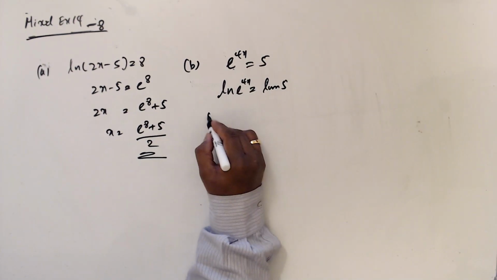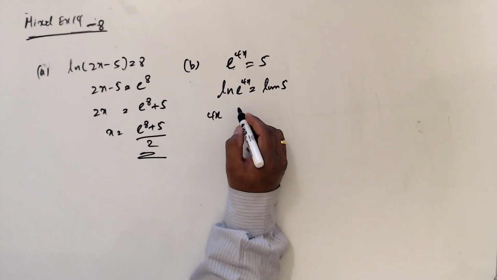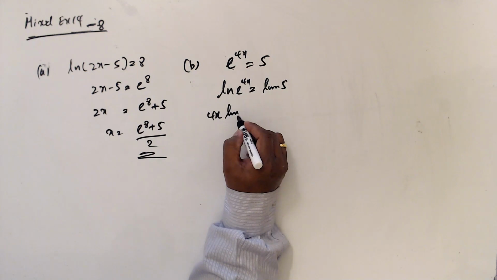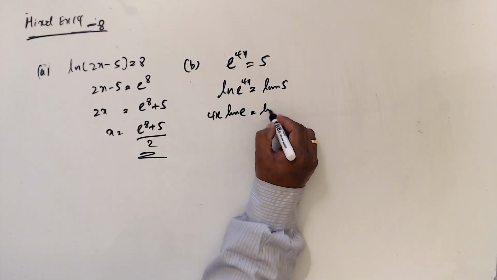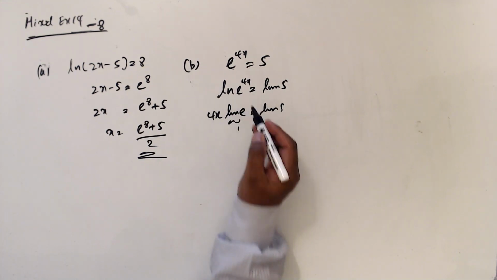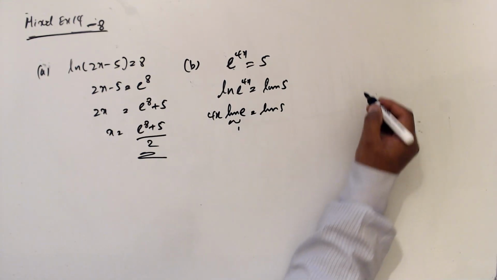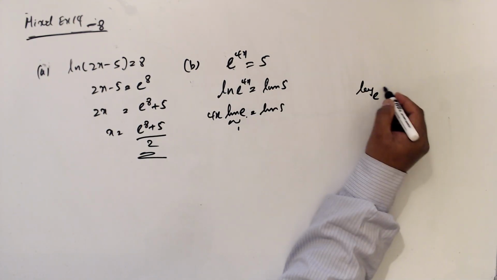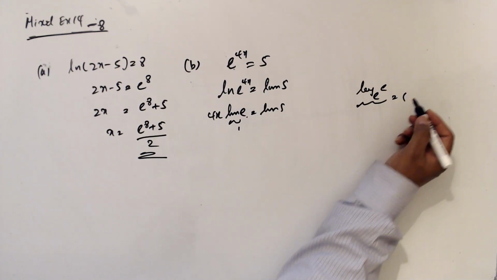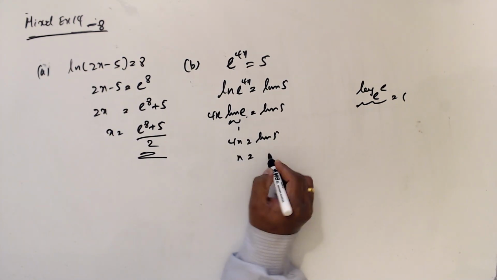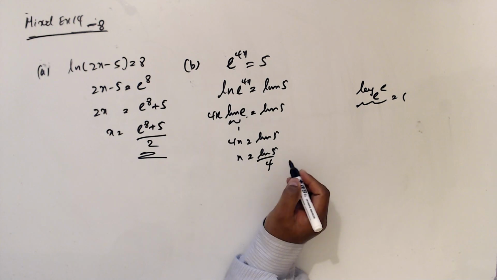So 4x comes out, then ln e equals ln 5. So ln e equals 1, because ln means log base e of e, and log base e of e is 1. So 4x equals ln 5, x equals ln 5 over 4.